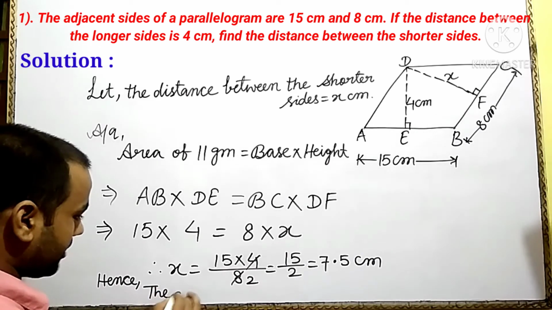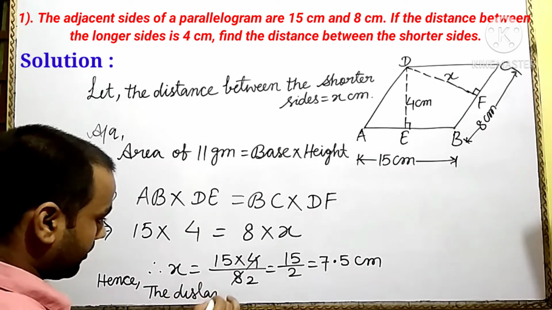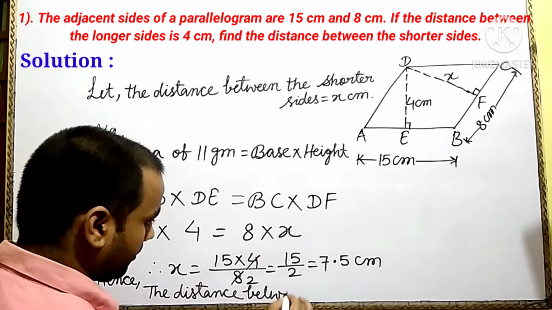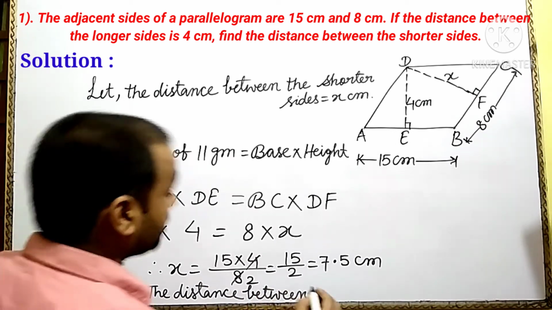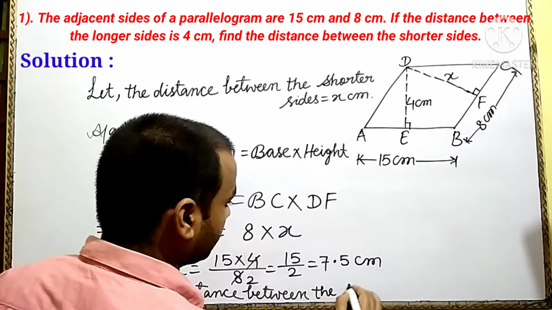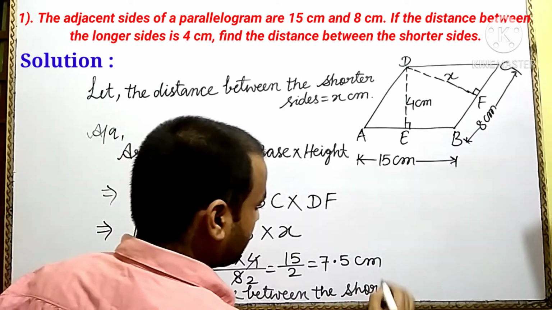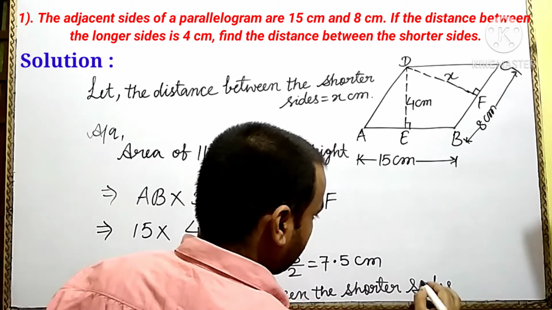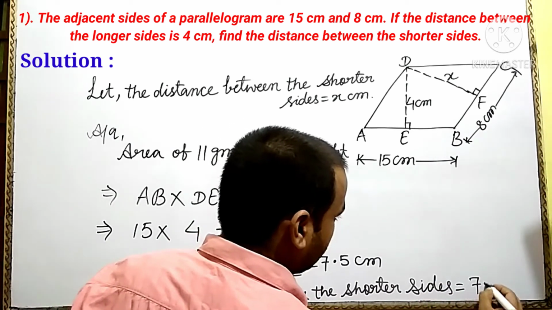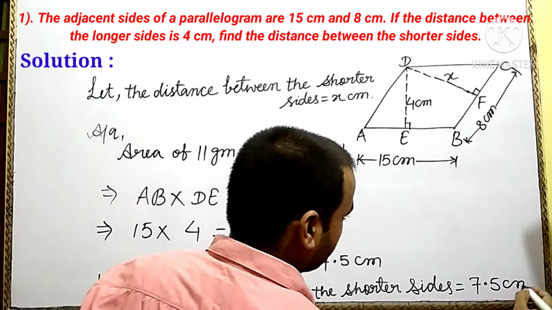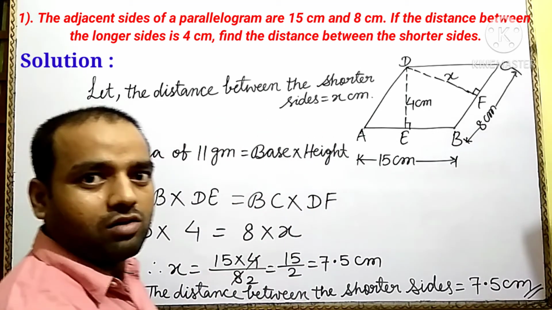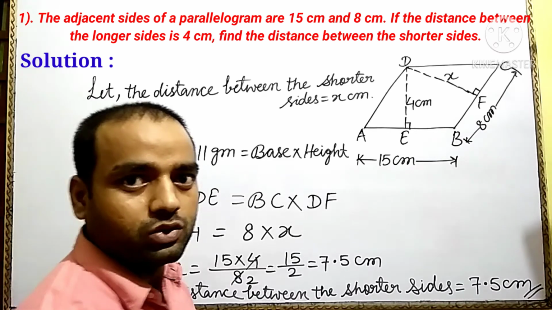So hence the distance between the shorter sides is equal to 7.5 centimeter. Is it clear? Now let us discuss question number 2.